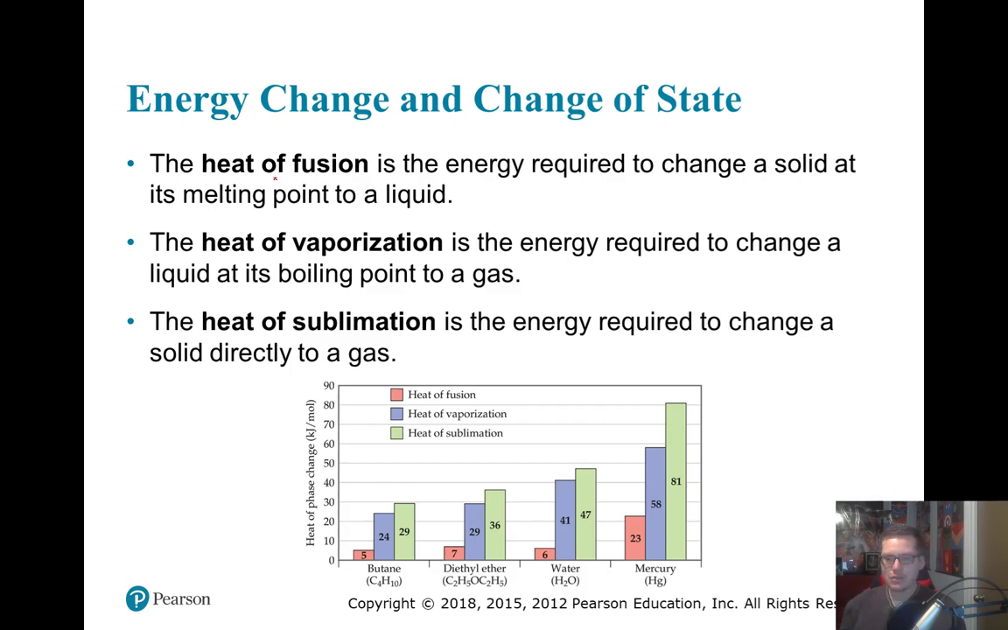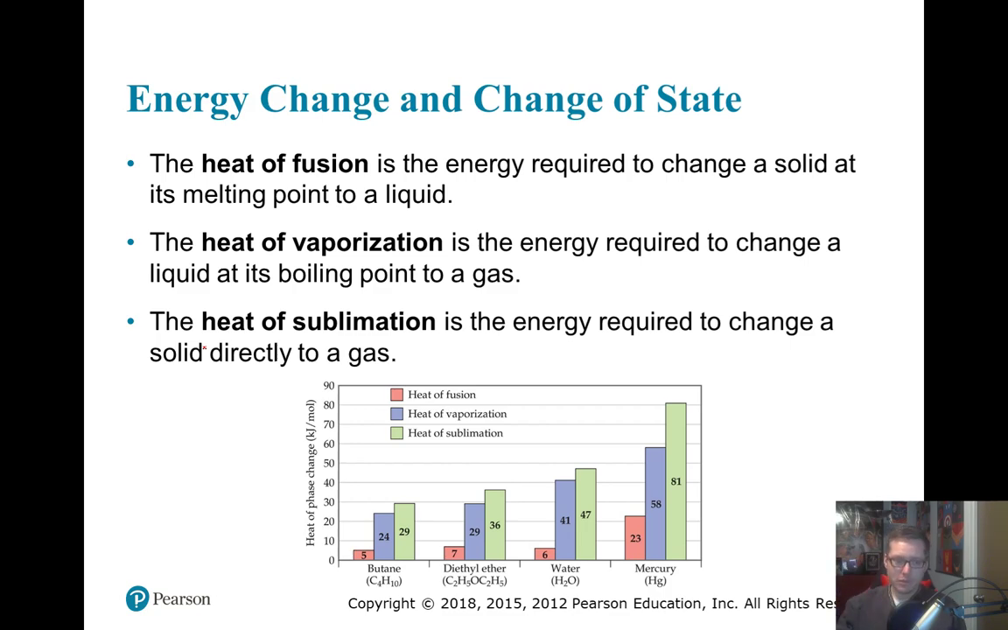Heat of vaporization is the energy required to change a liquid at its boiling point to a gas. So you're vaporizing it, starting with a liquid and changing it into a gas. And the heat of sublimation is the energy required to change a solid directly to a gas. Notice that in each of these cases, they're all defined as endothermic, so they'll all have a positive value, right?